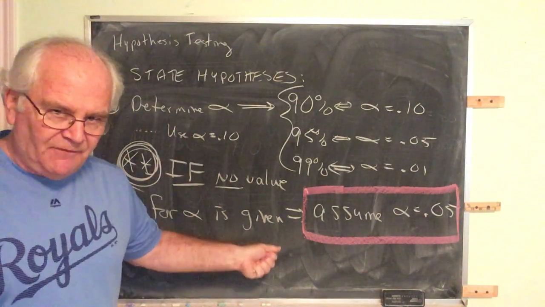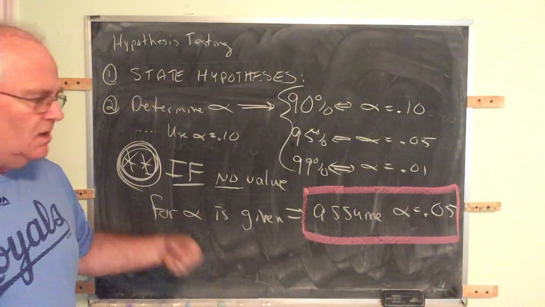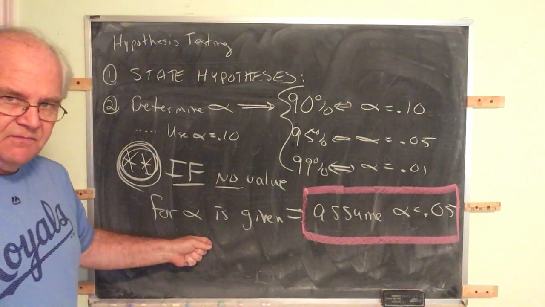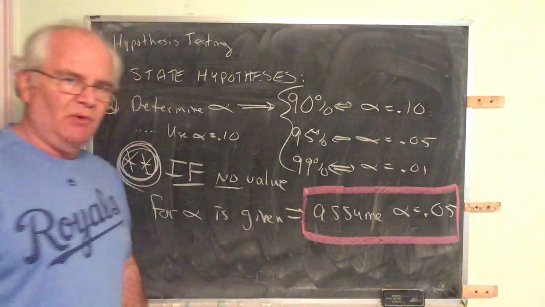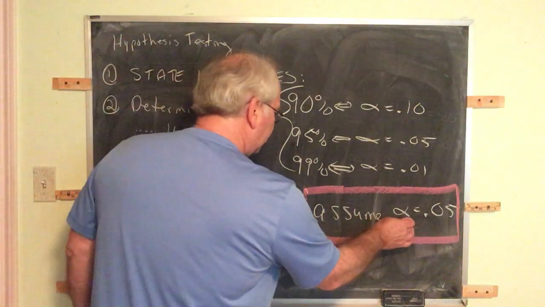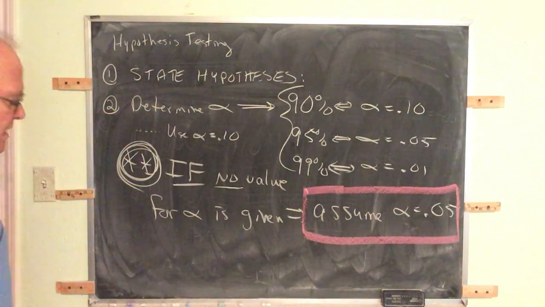So if there's no alpha given, don't come asking me, well, there's no alpha given, what do we use? That's part of the question. Do you know this piece of information? If no alpha is given, for our purposes, we will assume alpha is 0.05. The only time we would not use alpha as 0.05 is if a different number were explicitly given.